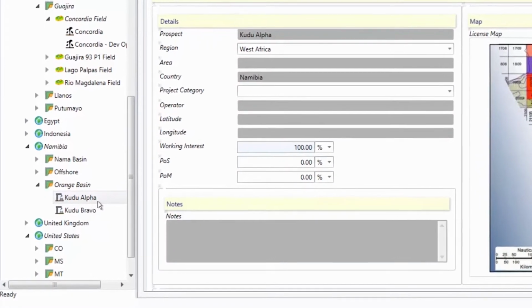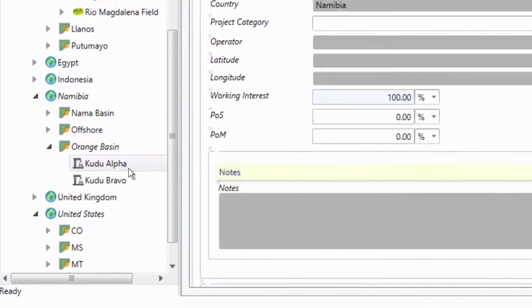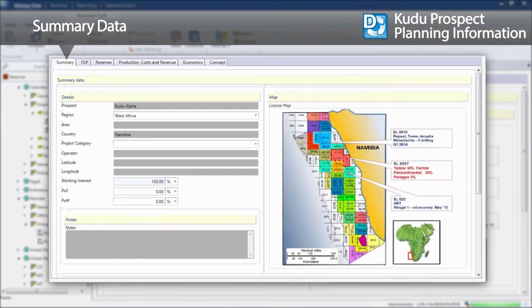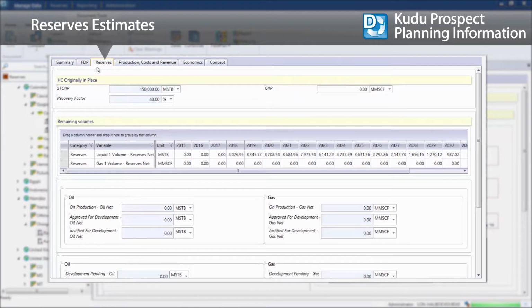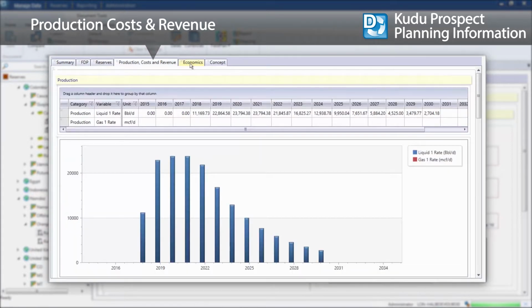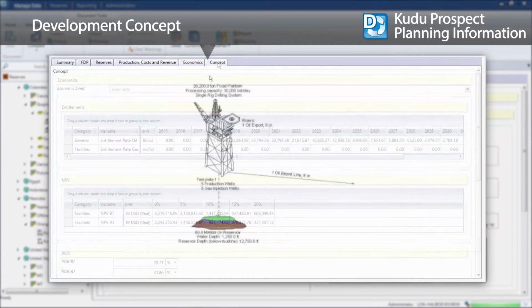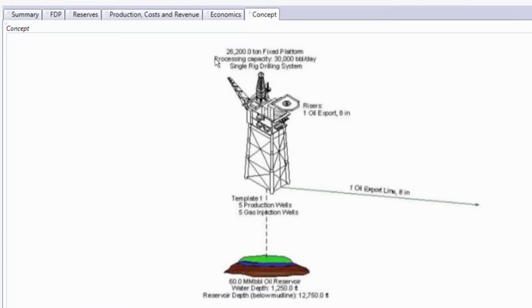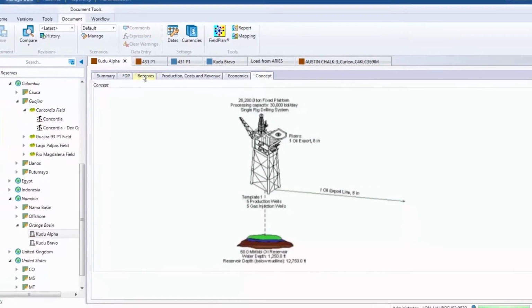In Palantir Dataflow, we have all of the planning information centralized on our Kudu prospect, including summary data, the initial field development plan, initial reserve estimates, production costs, and revenue. We also have our original full cycle economics and development concept. Currently, our development concept uses a small platform, has 5 wells, and ties into some existing facilities nearby.